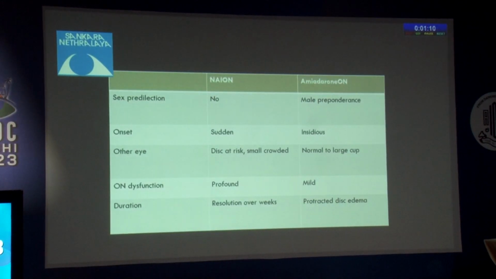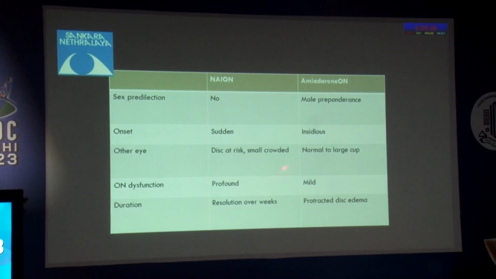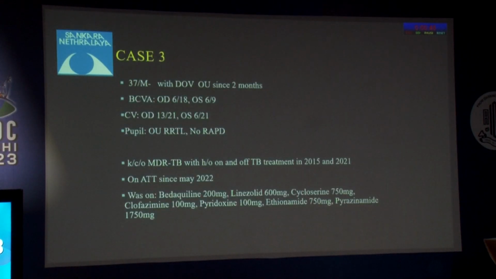It's very difficult to differentiate an amiodarone optic neuropathy versus an NAION because they have similar risk factors. So this is one differentiating feature: male preponderance, insidious onset. You will see a normal to large cup as opposed to a crowded disc in an NAION. It's a mild vision drop. The patient didn't even know that he had a drop, and it's a protracted disc edema. I saw the patient after 2 months still sitting with a disc edema. That is one thing which is going more in favor of an amiodarone optic neuropathy.